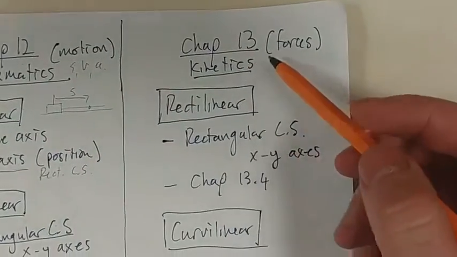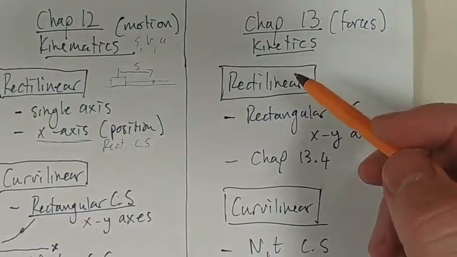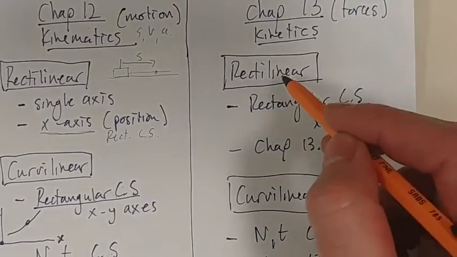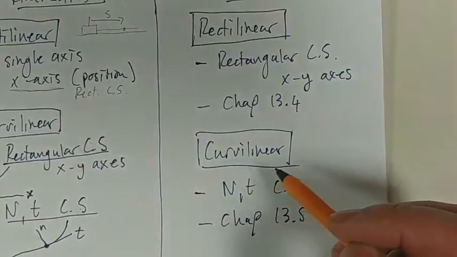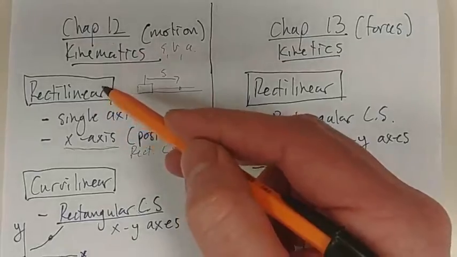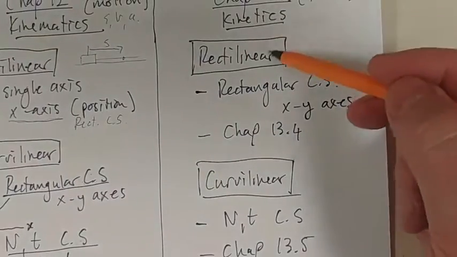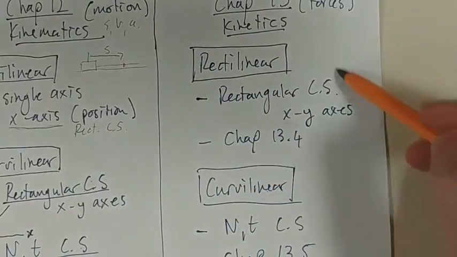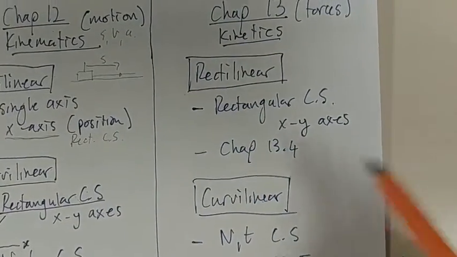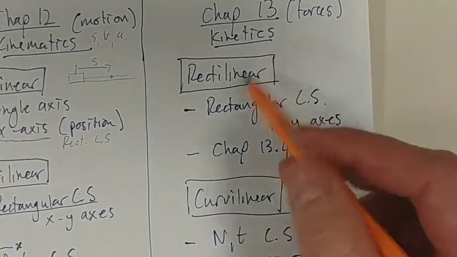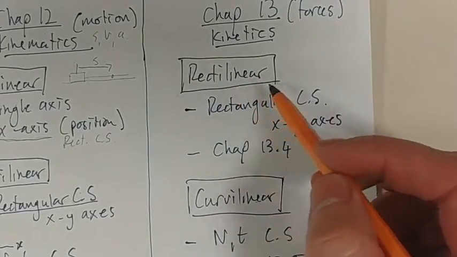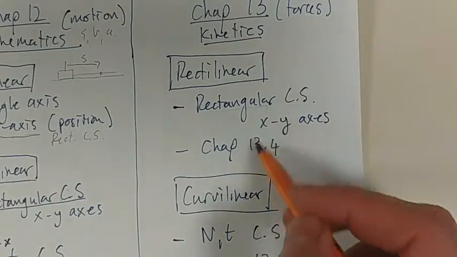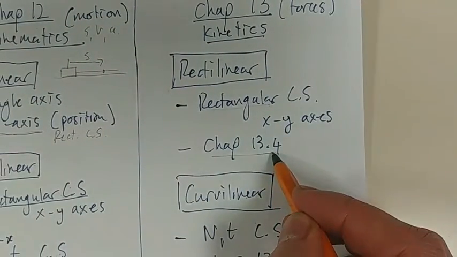For chapter 13, kinetics, again, we've got problems that involve straight line motion and curvilinear motion. Okay, kinematics, straight line, curvilinear. Kinetics, straight line, curvilinear. How do we solve these problems in kinetics? The rectilinear straight line problems, we use a rectangular coordinate system to solve these problems, and that is chapter 13.4. All right.